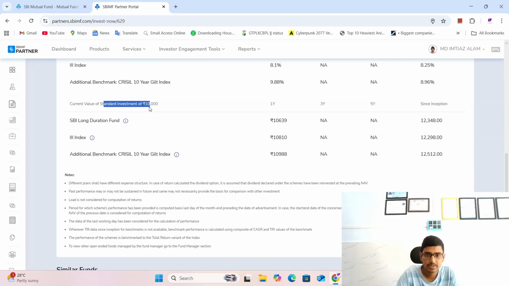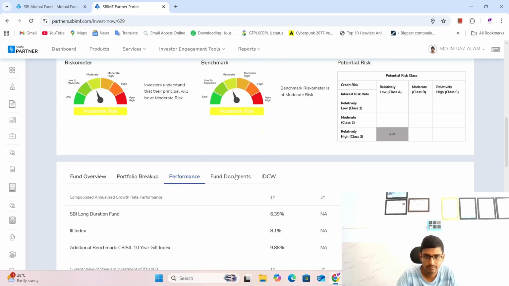And the current value of a standard investment of 10,000: let's say you invested 10,000 in this fund 1 year ago, then you would have 10,639 rupees. And since inception, if you invested in 2022, then you would have close to 12,348 rupees. If you had invested that money not in this fund but in the benchmark, you would have 10,810 rupees. And if you had invested it in the additional benchmark, the price 10-year gilt index, you would have 10,988 rupees. So this fund is certainly underperforming the benchmark. So there is a chance of recovery.